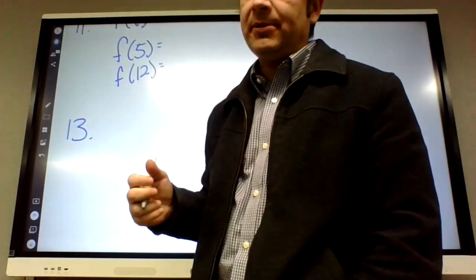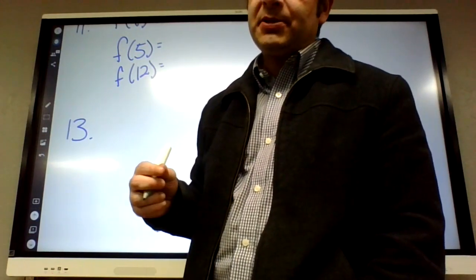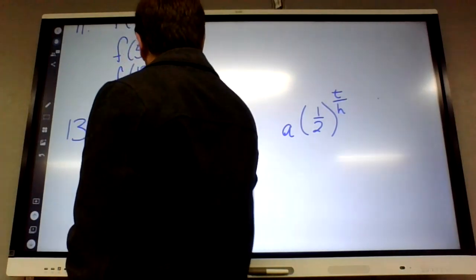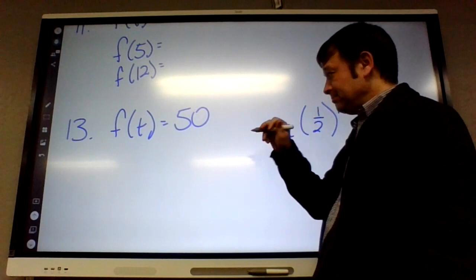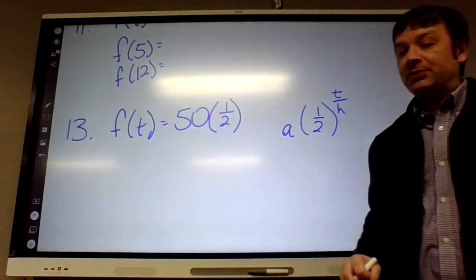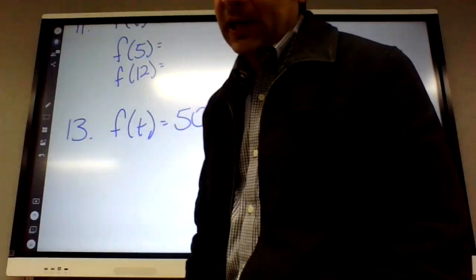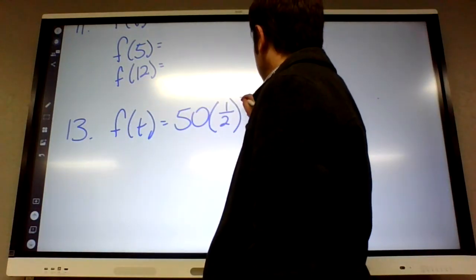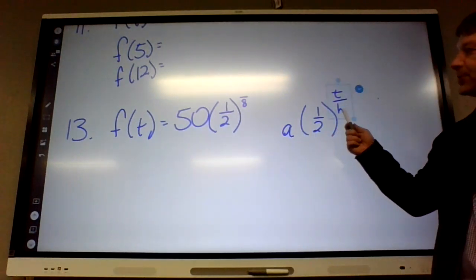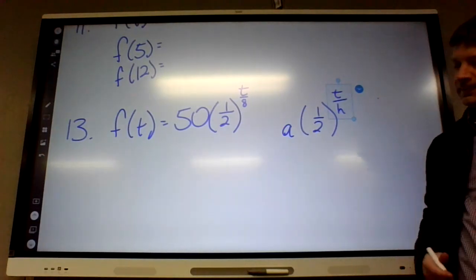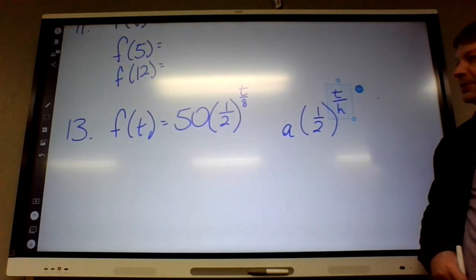So on 13 it says the amount of 50 grams of an isotope. So 50 grams is what we're starting with. And for half-life, it's always going to be half of what it was. The half-life for this isotope is 8 minutes. So the 8 is going to go where I put the h. And then t is the variable, like how many minutes after this. So this is something that degrades rapidly.